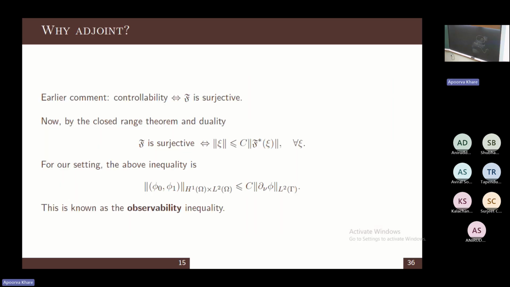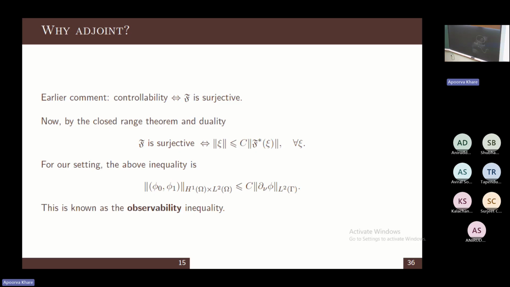Remember two slides ago we said that controllability is equivalent to f being surjective, and using a very good result from functional analysis, we know that a map is surjective if and only if its adjoint satisfies some kind of inequality. So what we wanted to show was some surjectivity property. Now it has become an injectivity problem, and for our setting, this problem is just showing this inequality. So that is what f star xi was, and this is just xi over there.